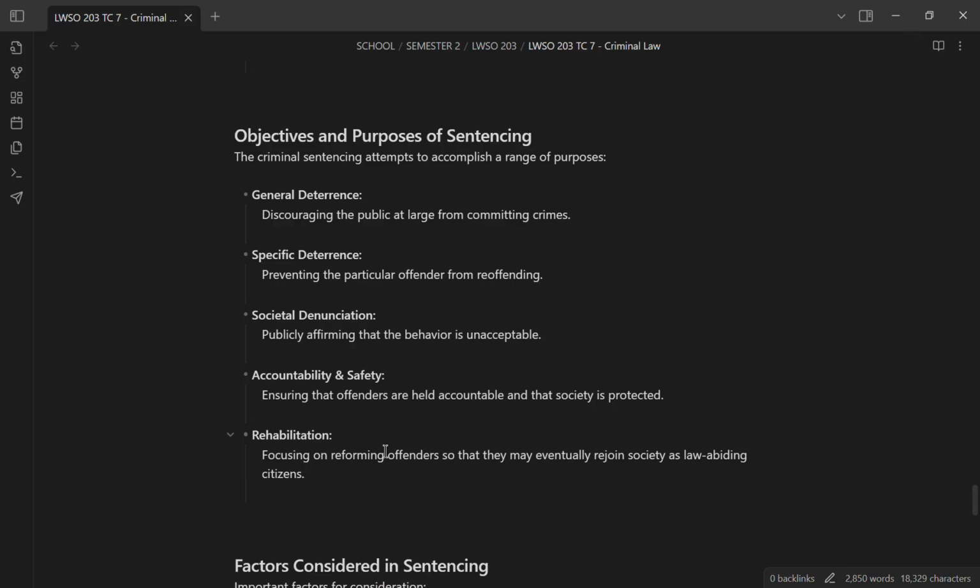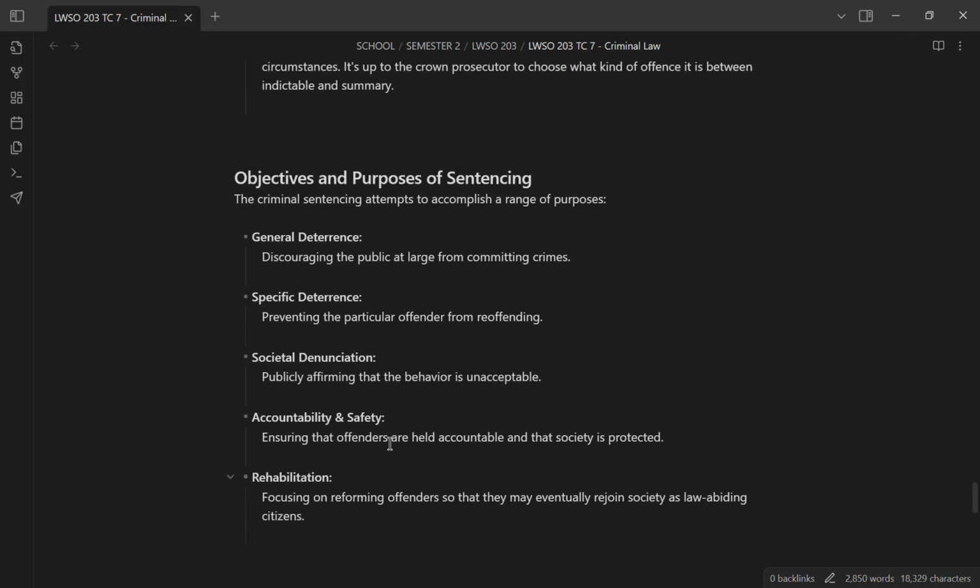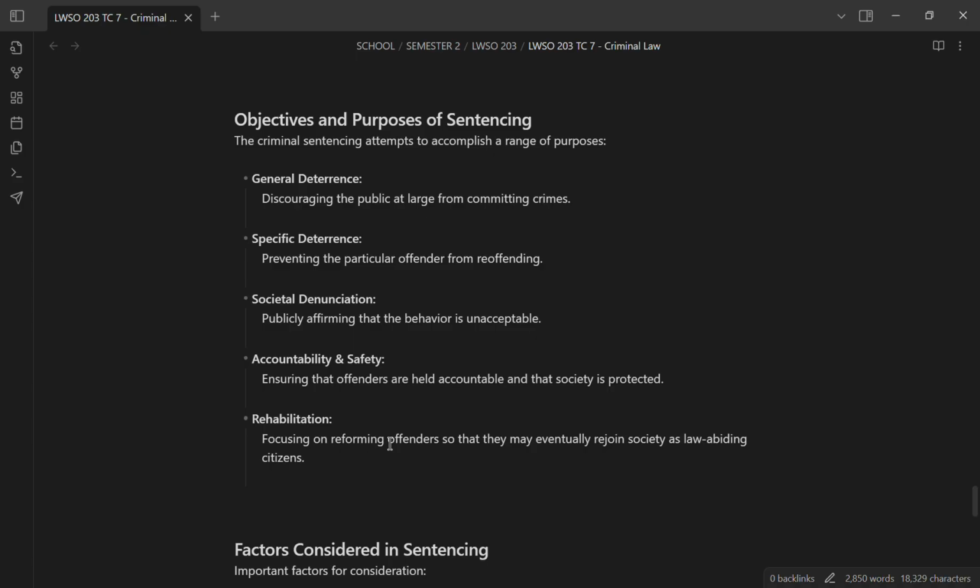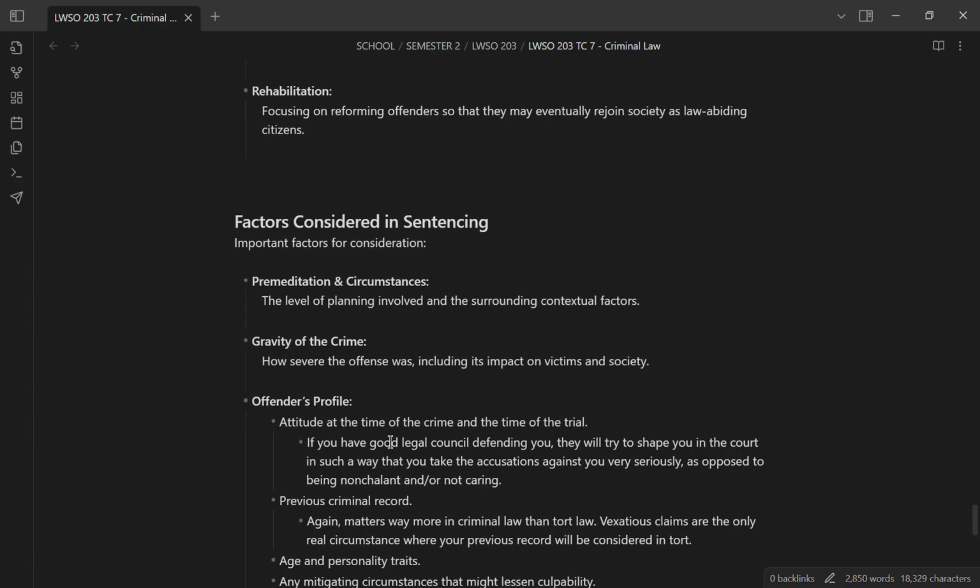Why do we sentence people? There are different objectives to it. It has a wide range of purposes, including general deterrence, so discouraging the public at large from committing crimes. Specific deterrence, so making an example of and preventing the particular offender from reoffending. Societal denunciation, so publicly affirming that the behavior is unacceptable. Accountability and safety, we try to ensure that offenders are held accountable and that society is protected. And rehabilitation, we sentence for the purpose of rehabilitating the person. So again, the objectives and purposes of sentencing: general deterrence, specific deterrence, social denunciation, accountability and safety, and rehabilitation.